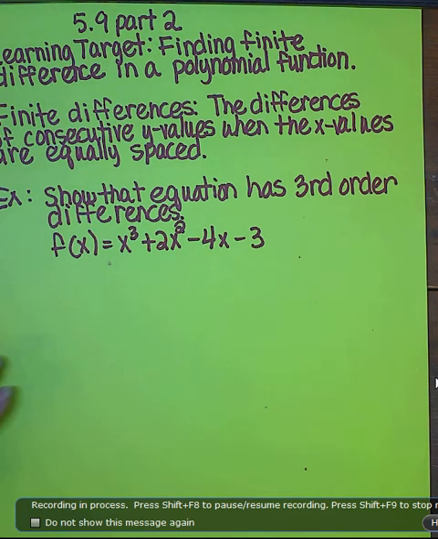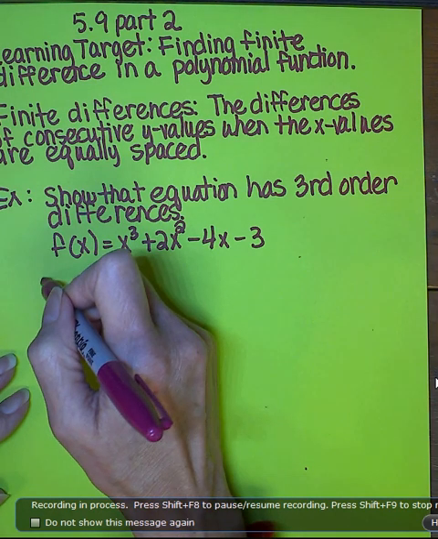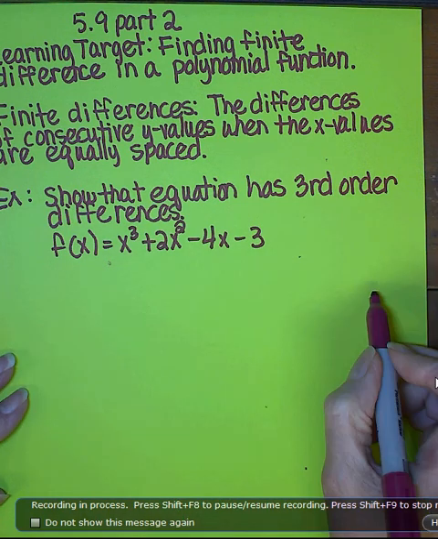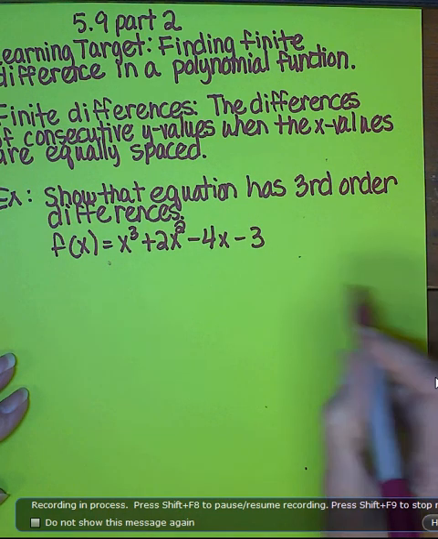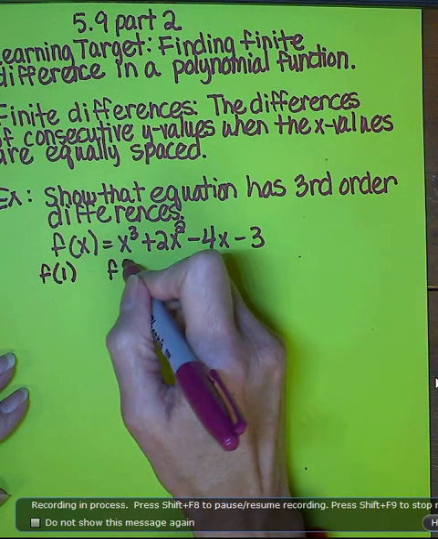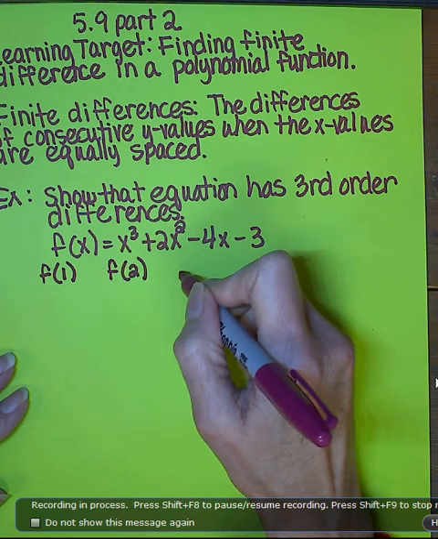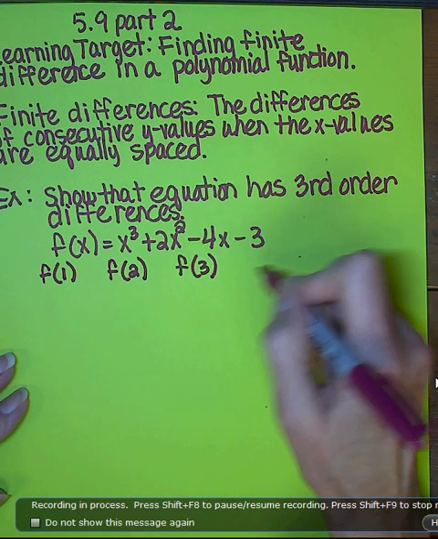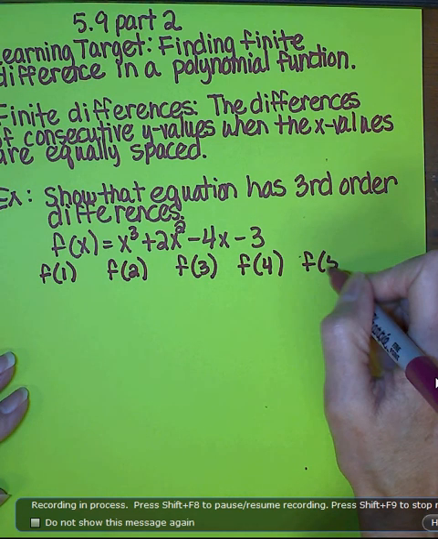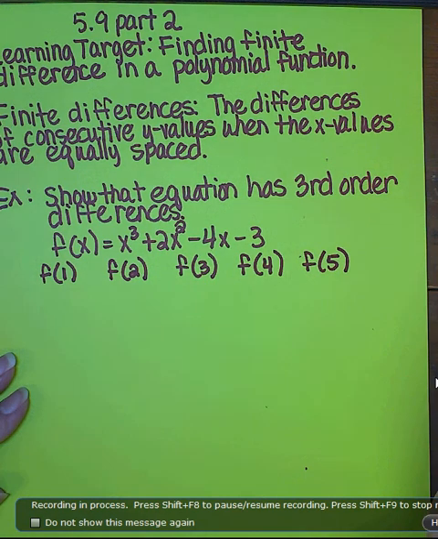First, what you need to do is find consecutive y values. For a third order difference, you need at least 5. So that would be the minimum that you could have. So I'm going to find out what happens when I plug in 1, when I plug in 2, when I plug in 3, 4, and 5. Now I'm not going to show you the work for this, but remember you can use direct substitution or synthetic substitution to get these values.